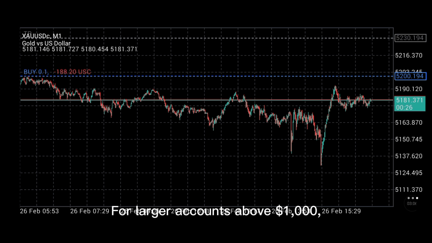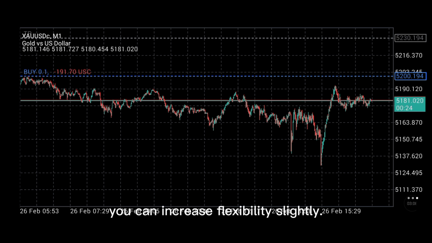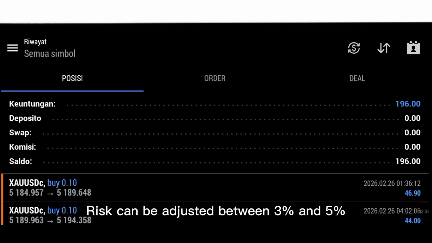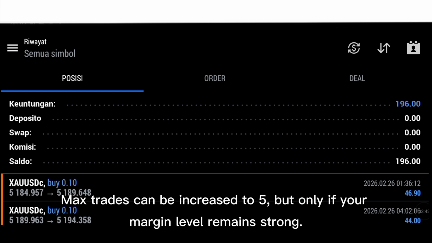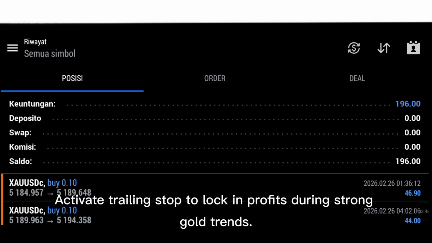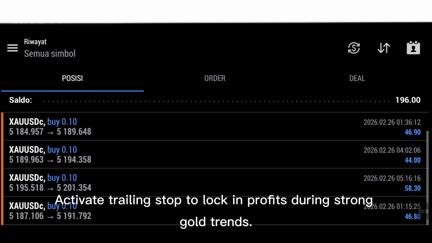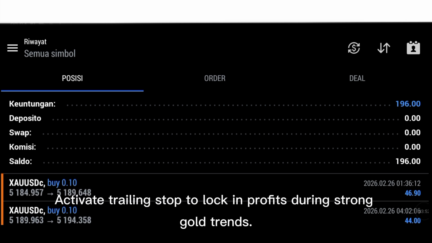For larger accounts above $1,000, you can increase flexibility slightly. Risk can be adjusted between 3% and 5%. If you understand the potential drawdown, max trades can be increased to 5, but only if your margin level remains strong. Activate trailing stop to lock in profits during strong gold trends.